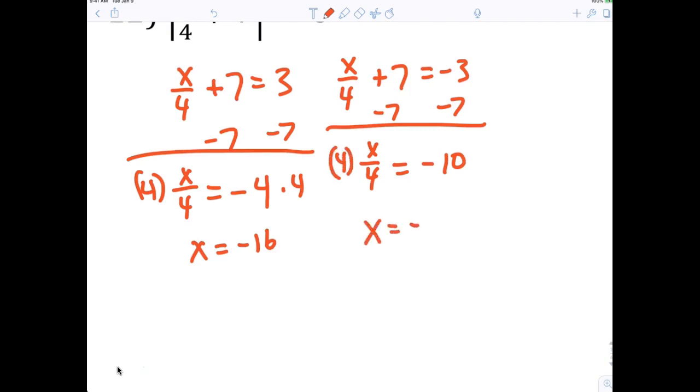Negative 40. Yes. Come on now. Here's what I'm trying to tell some of you guys. Don't be worried about making a mistake. Just make the mistake and learn from it. That's it. Come on. Don't let me do the problem. Do you understand me? Get on the next problem.